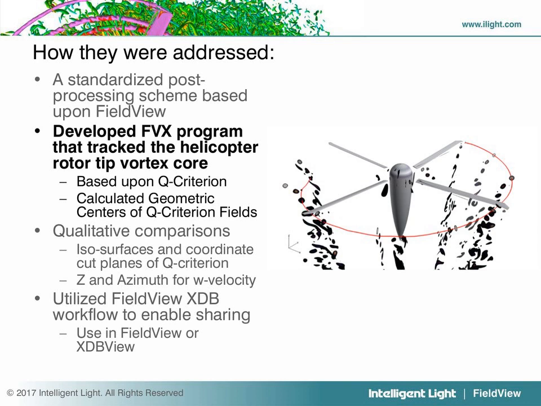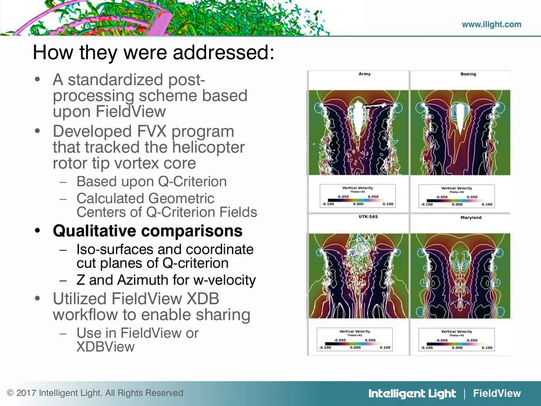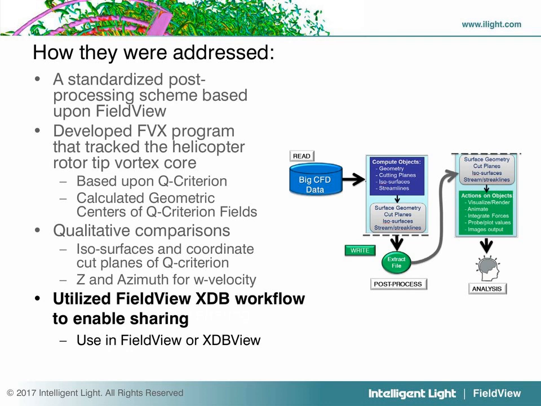These visualizations also allow qualitative comparisons. So those isosurfaces I showed previously and the coordinate cut planes of the Q criterion give us qualitative comparisons also. And then we also were looking at different flow quantities, such as the vertical velocity, or W velocity, shown here in the images on the right for 4 of the different cases that were submitted. All this was done within a FieldView XDB workflow that enabled sharing of FieldView XDB extracts amongst different collaborators, that they could then use within FieldView or also within the free viewer XDB view.